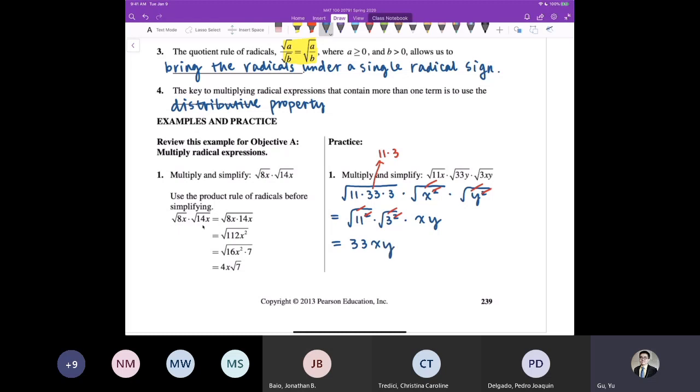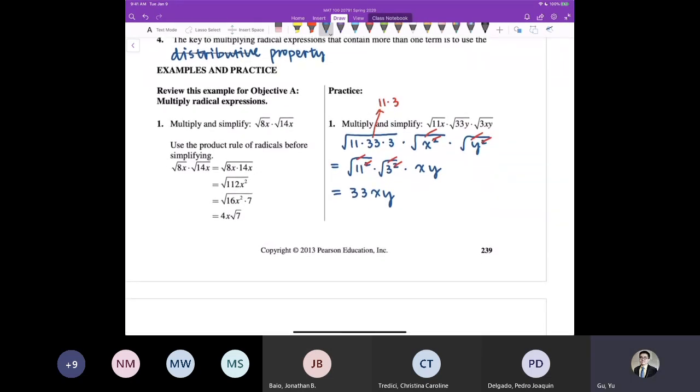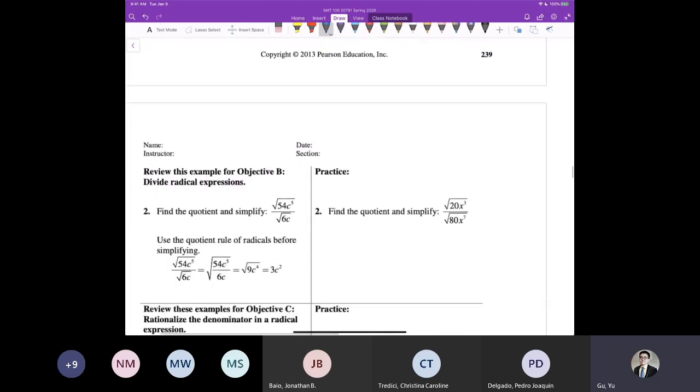Any question about number 1? So that's how you multiply radical expressions. Usually I put the numerical part first and the variable part second. Moving on to number 2.